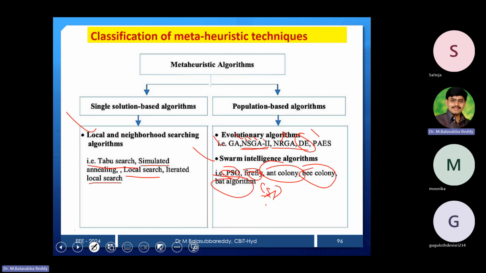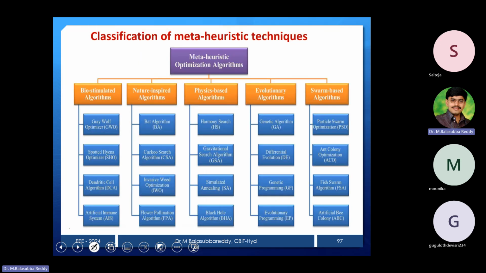As I said, swarm is nothing but a group of agents. The agent may be a person or animal or insect, like that. So instead of one person working, they work as a group and can exchange their information to get a better solution. Like that, we get population based algorithms.